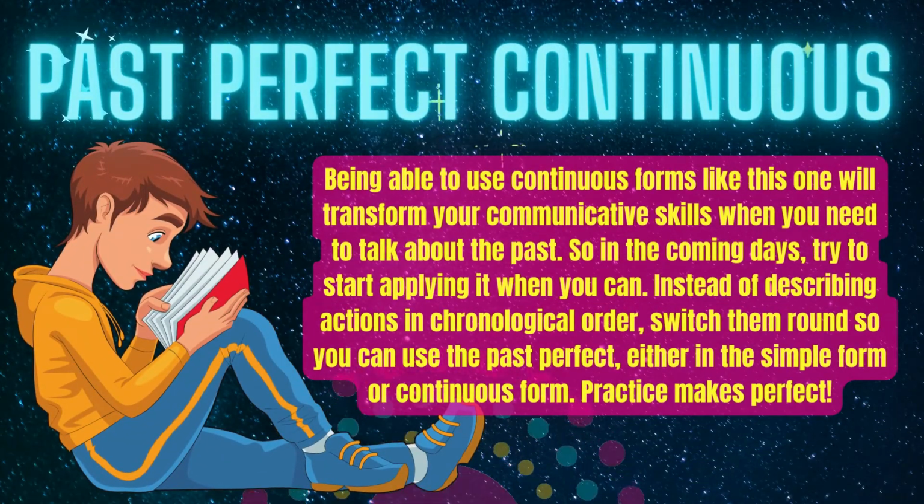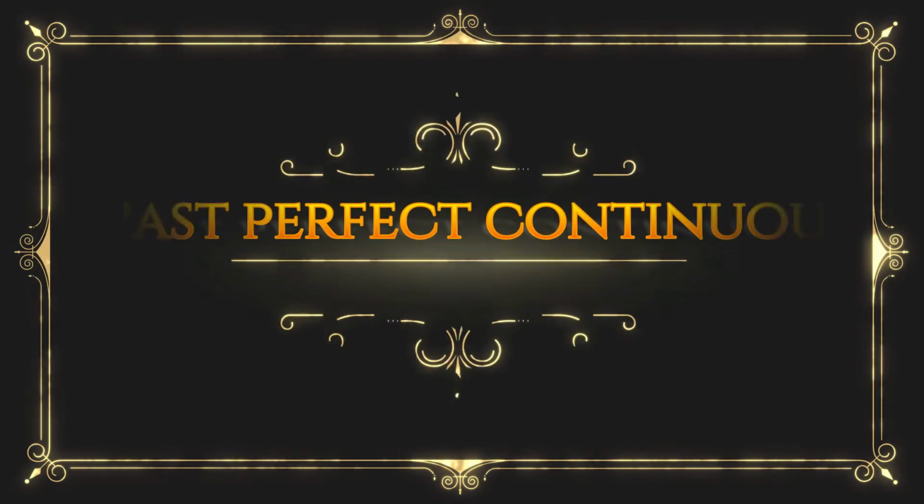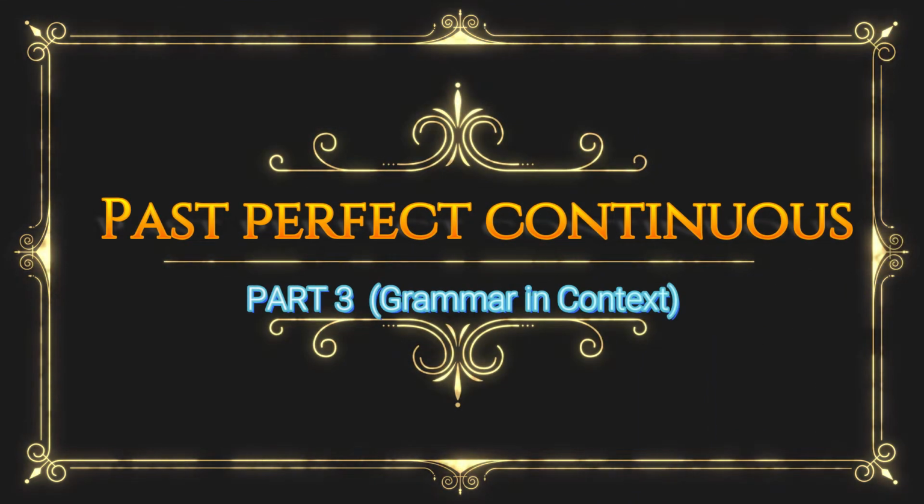Being able to use continuous forms like this one will transform your communicative skills when you need to talk about the past. So in the coming days, try to start applying it when you can. Instead of describing actions in chronological order, switch them round so you can use the past perfect, either in the simple form or continuous form. Practice makes perfect. Now let's all watch the following video for us to know more about how we can use verb tenses in daily conversation.